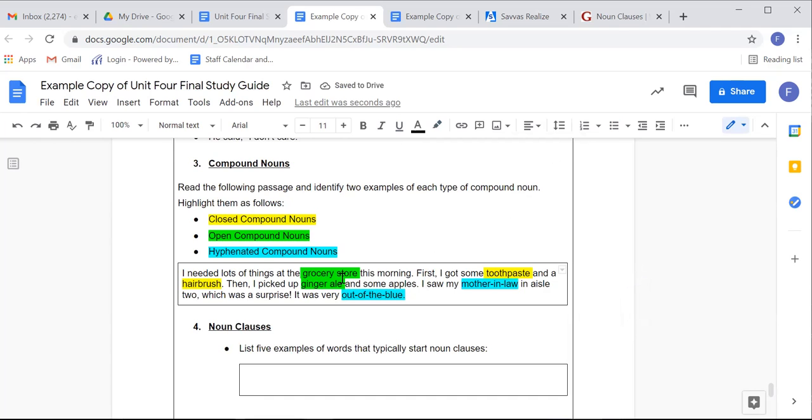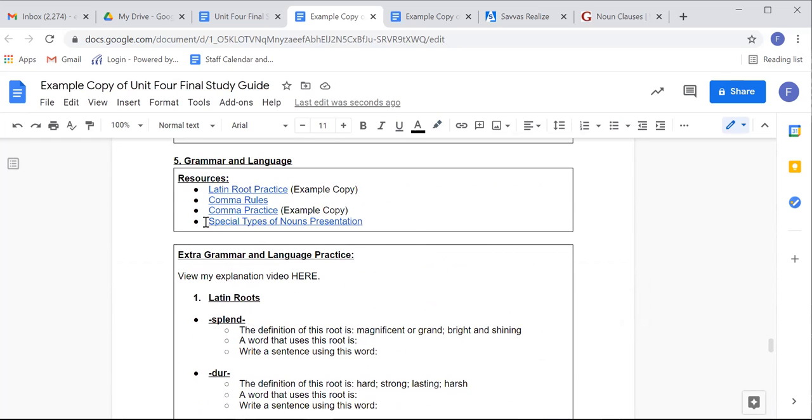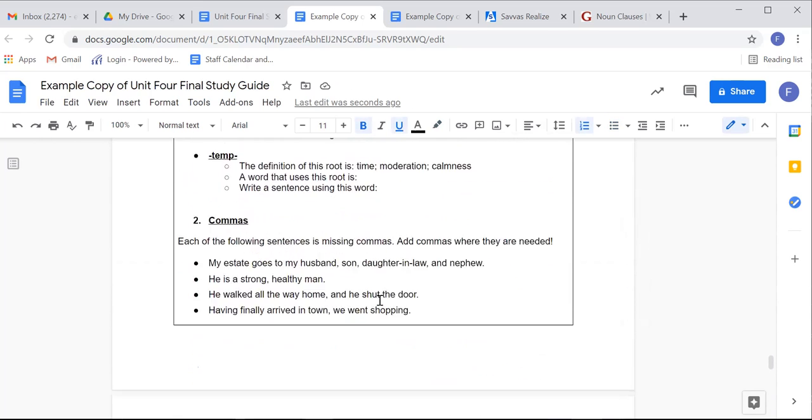So those are your examples of compound nouns. Again, you got 3 types there. And if you want more information about those, up here, I linked the presentation I showed you guys last week, special types of nouns presentation. So that is there if you want to see more examples.